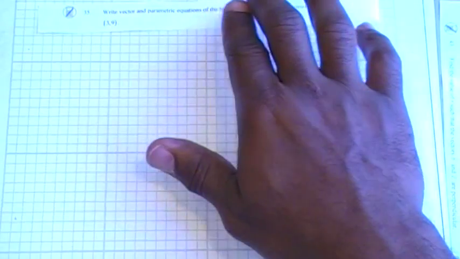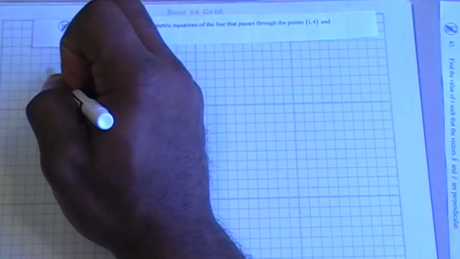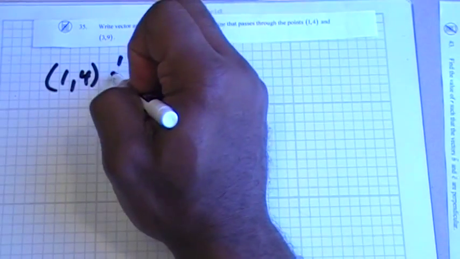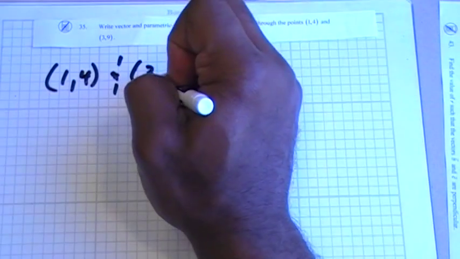All right, number 35. It says write vector and parametric equations of the line that passes through the points (1, 4) and (3, 9). All right, so your points are (1, 4) and (3, 9).